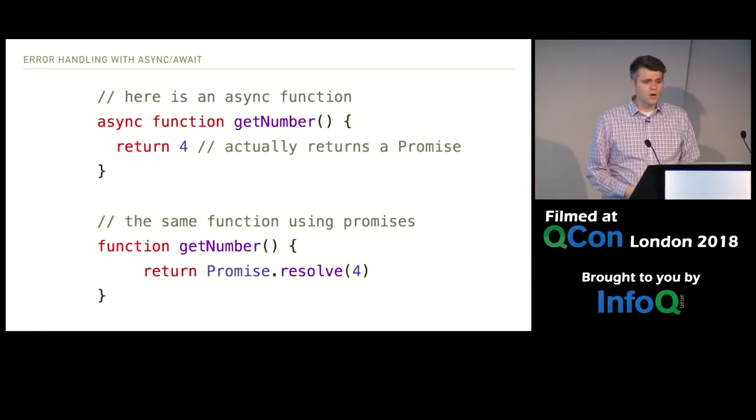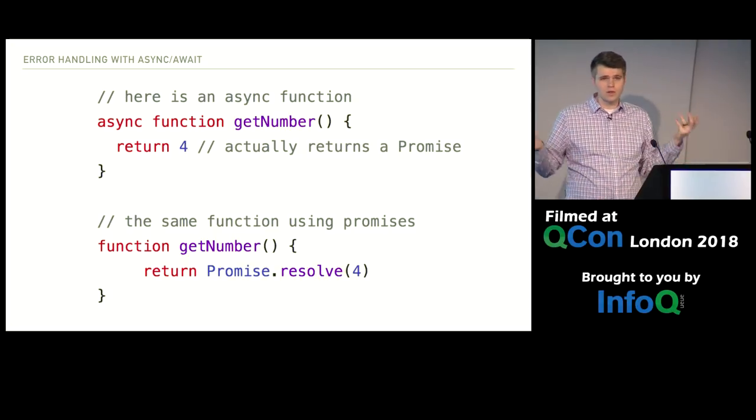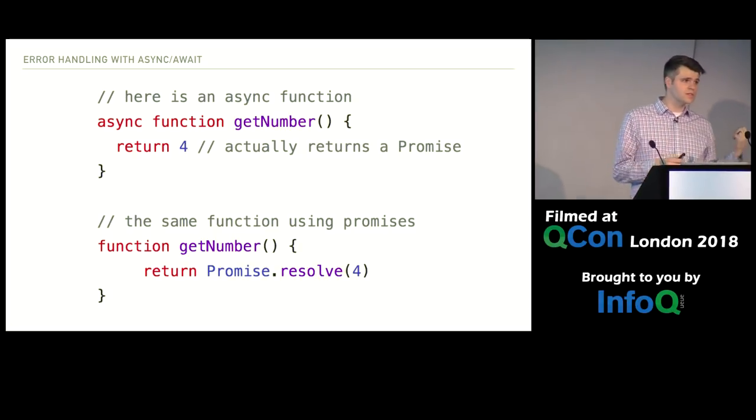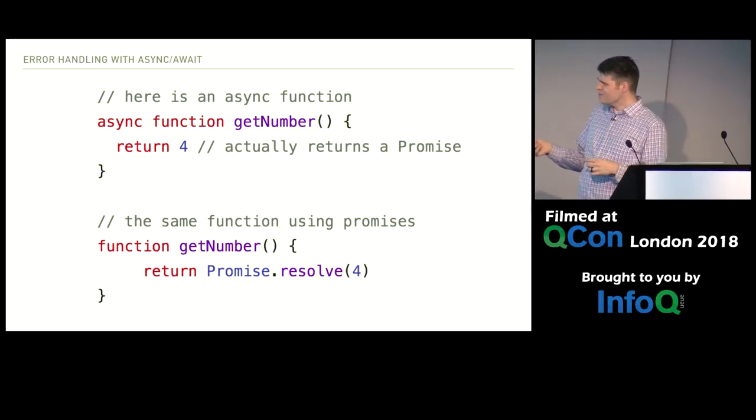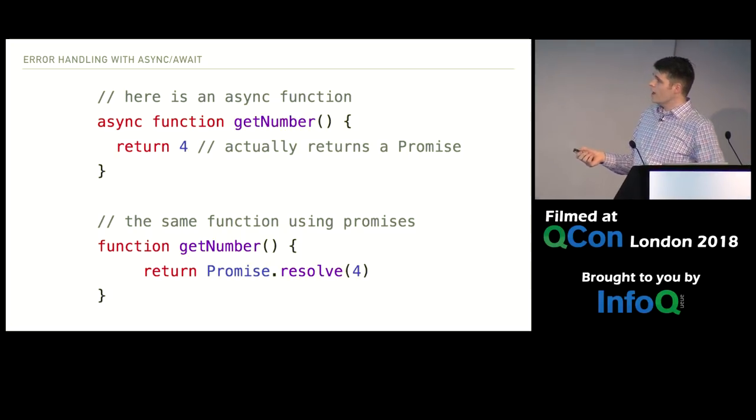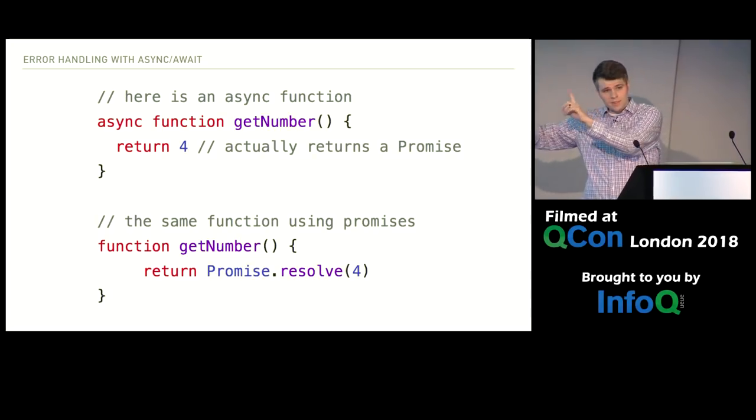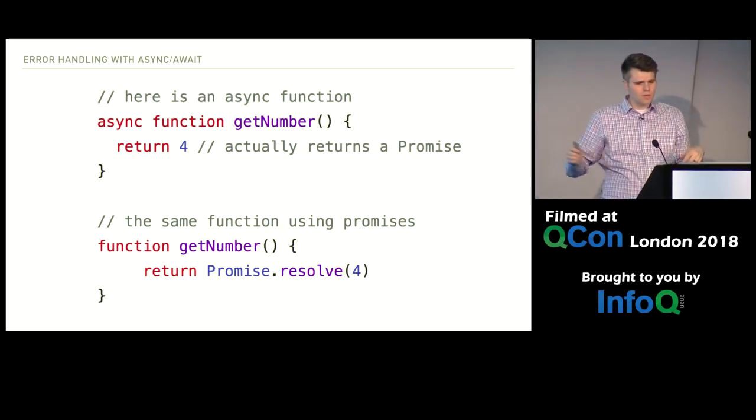Quick recap. An async function in JavaScript is available in Node 8, so if you're using Node 8, you can just use this stuff without a transpiler. If you're using something earlier, you can use Babel. An async function is basically the same as a normal function that always returns a promise. So if you have async function getNumber and return 4, it's basically identical to function getNumber return Promise.resolve(4). So just remember, if I'm using an async function, it always returns a promise.